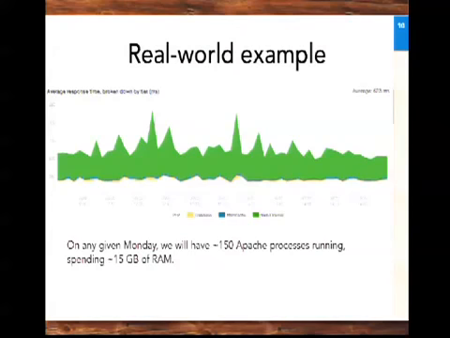This is a picture of another large website we are running. This is what the server is spending its time on. And you can see the large green area is waiting for external web services. I don't know if you can read the bottom text, but basically on any given Monday we have like 150 Apache processes standing around and using 16 gigabytes of memory. Most of the time they're actually just twiddling their thumbs. Like a third of the time they're not being used because they're waiting for something else to happen. And that's a huge waste of resources.